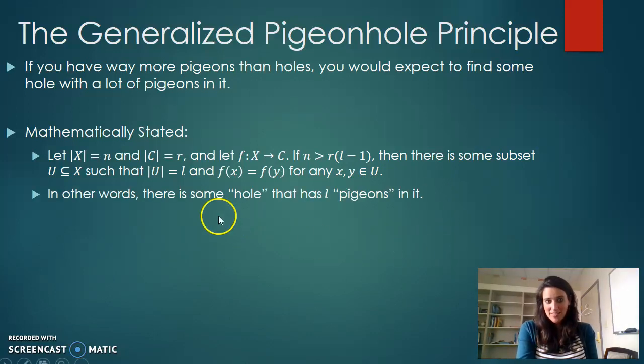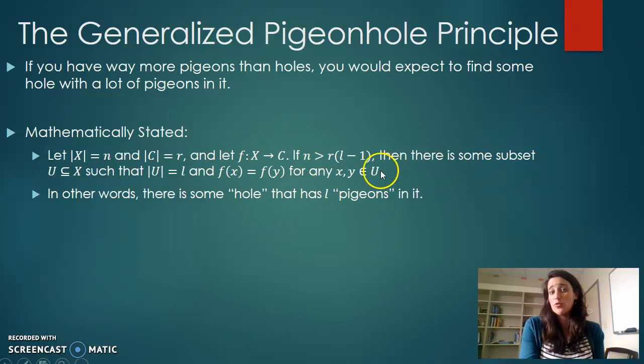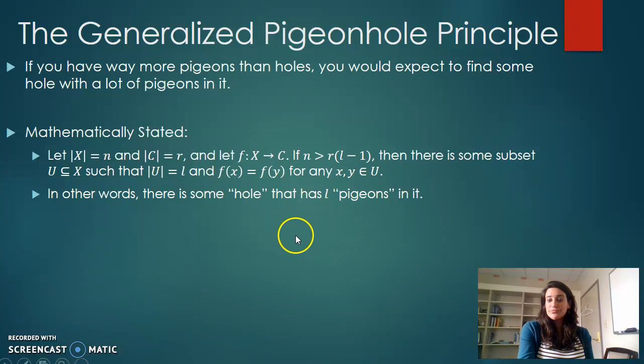What we're saying is there is some hole that has L pigeons in it. So all of these outputs are the same. All x and y are mapped to the same hole, if you will, for every x and y in this set U.